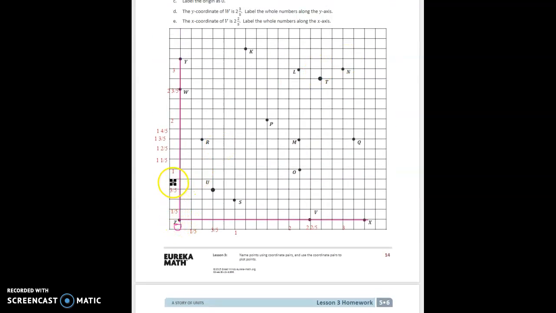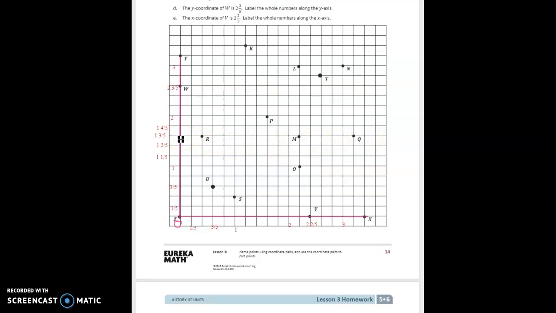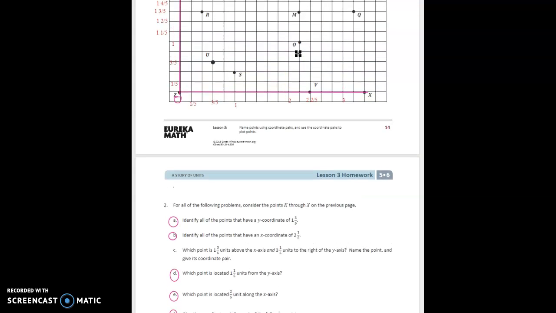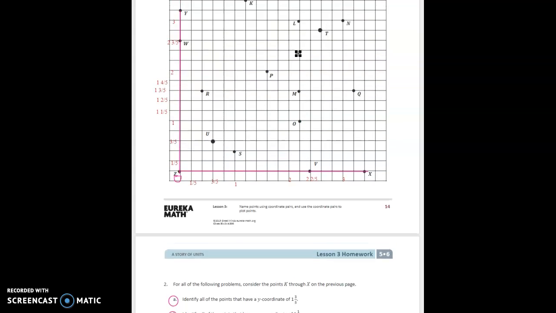That means we're looking at right here on the y coordinate. 1 and 3/5 is right here. So then we go across this line and we see what letters all fall across 1 and 3/5. How many? And write down those letters. B says identify all the points that have an x coordinate of 2 and 1/5. Now we go across the x coordinate, and here's 2 and 1/5 right here. What letters all fall along 2 and 1/5?